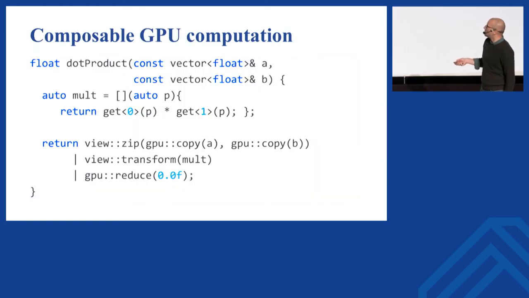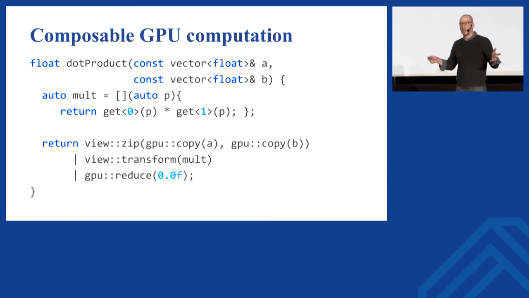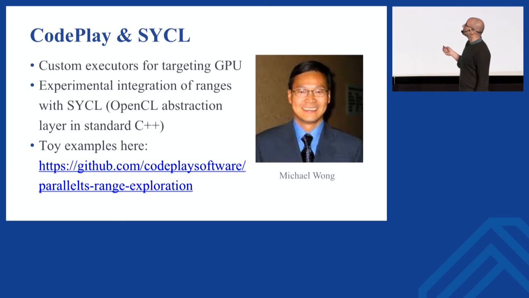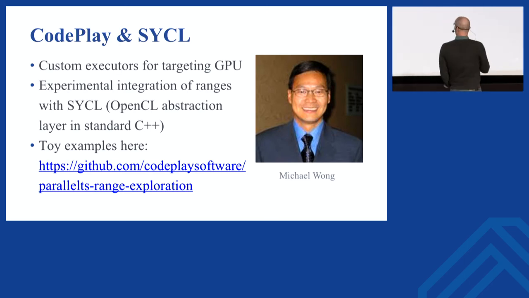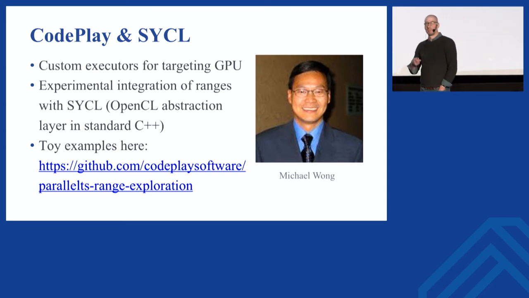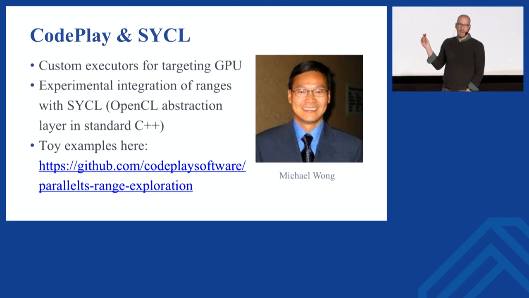And if you looked at the code here, if anyone's written GPU code using CUDA or OpenCL, it's kind of horrible. You have all of this special gunk in there that's not standard C++. This is all standard C++. Composes beautifully. So I forwarded that paper to a guy I know on the committee. His name is Michael Wong. He's currently working at CodePlay. And he's very interested in making heterogeneous computing in standard C++ suck less. Right? And he's very interested in working with these guys.